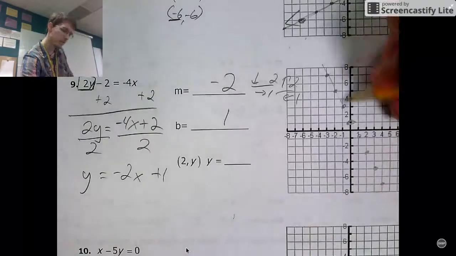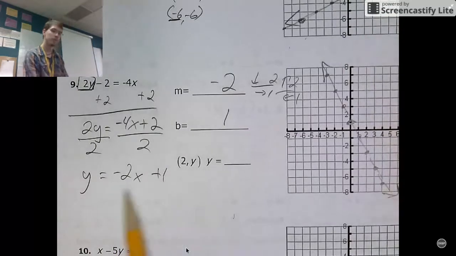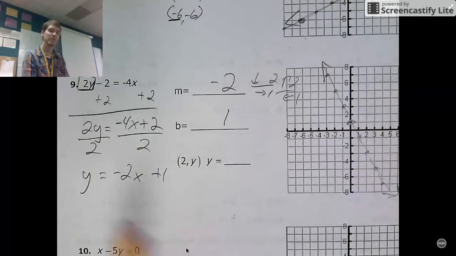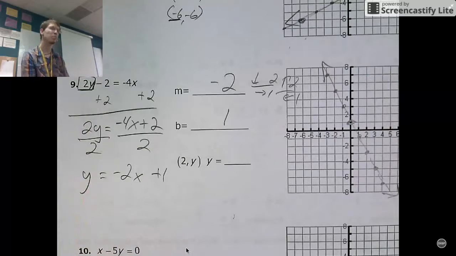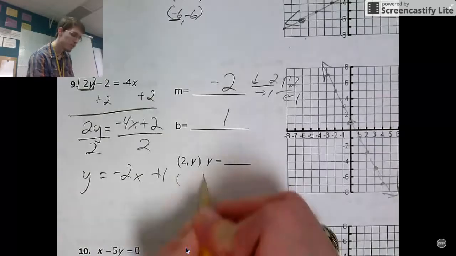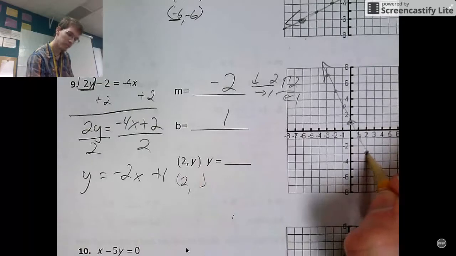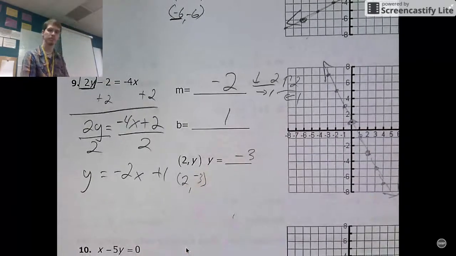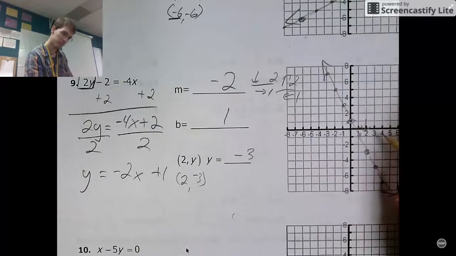All right. Now, just like we learned in the last unit, you can actually type that in your calculator, negative 2x plus 1, and see that our graph matches. As of right now, we don't really have a good way to check to make sure that we solved this correctly. Eventually, there will be one way we might be able to check some of these, not all of them, but some of them. So 2 comma y. Well, 2 comma negative 3 is actually down there. So y is negative 3. So when x is 2, y is negative 3.